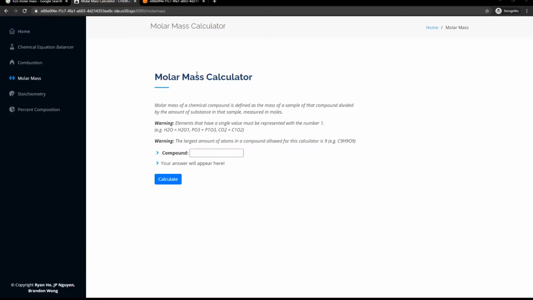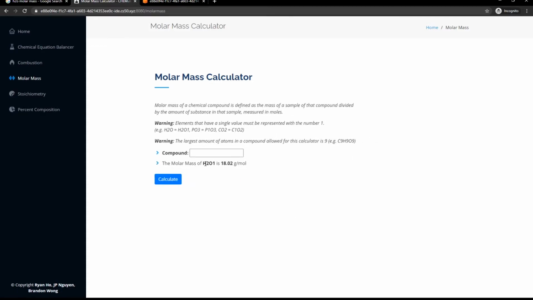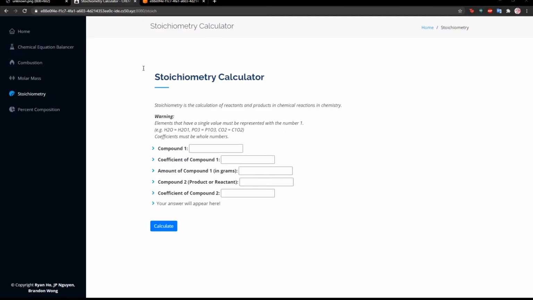Moving on, we're going to take a look at the molar mass calculator found here. In this case, we're going to use water, H2O. You must identify the amount of single atoms for oxygen, so that is 1. I'll click calculate. CHEMULATOR will automatically retrieve the value for H2O, which is 18.02 grams per mole. If we Google the same thing, H2O molar mass, you'll see that it is essentially 18.01 grams per mole when rounded.